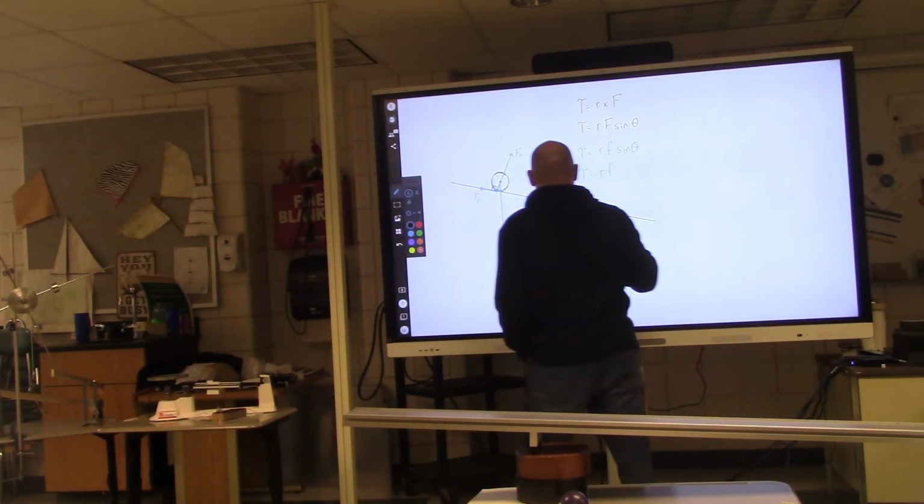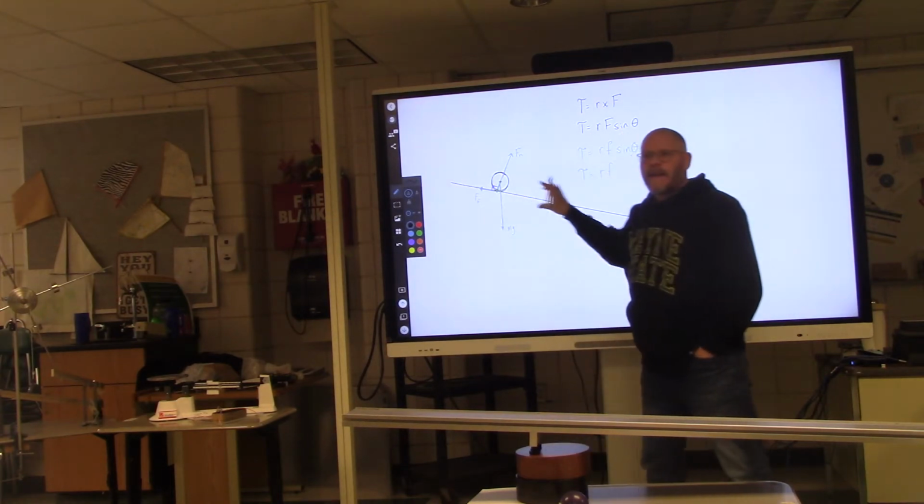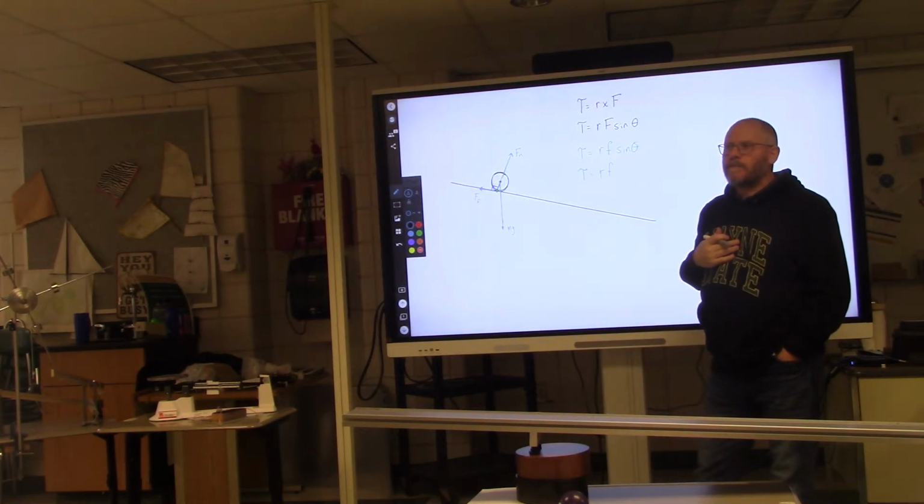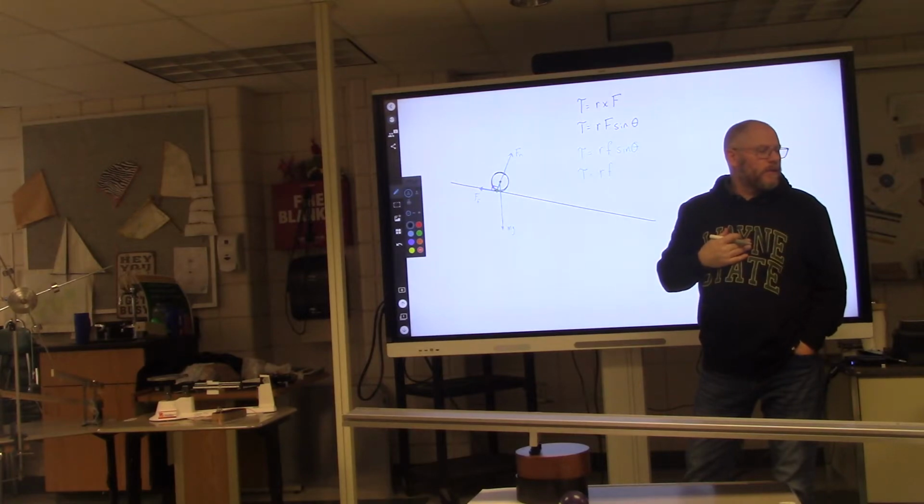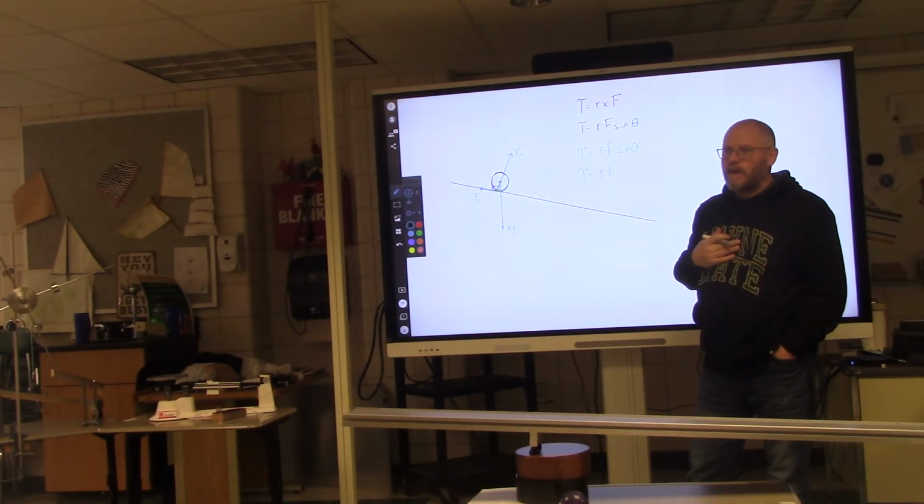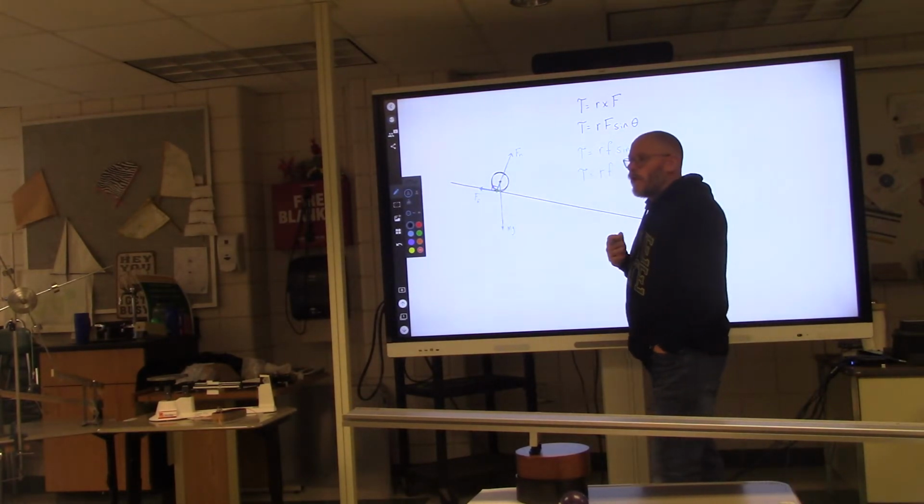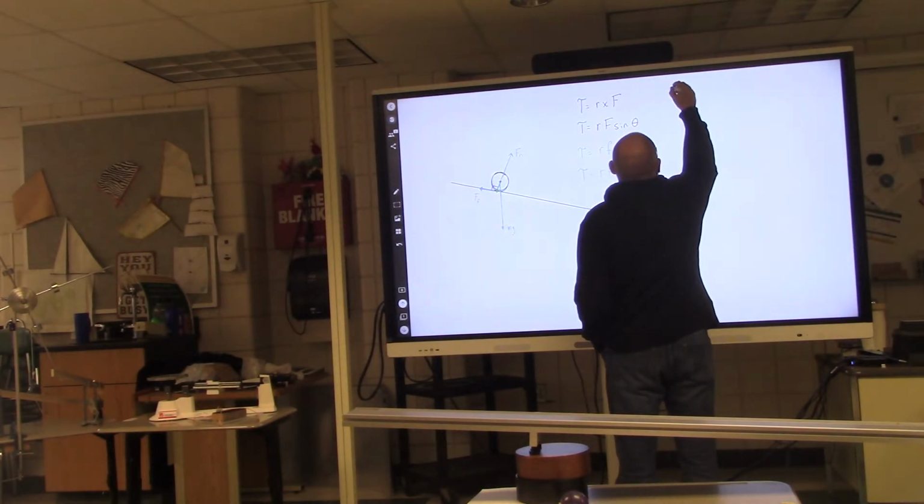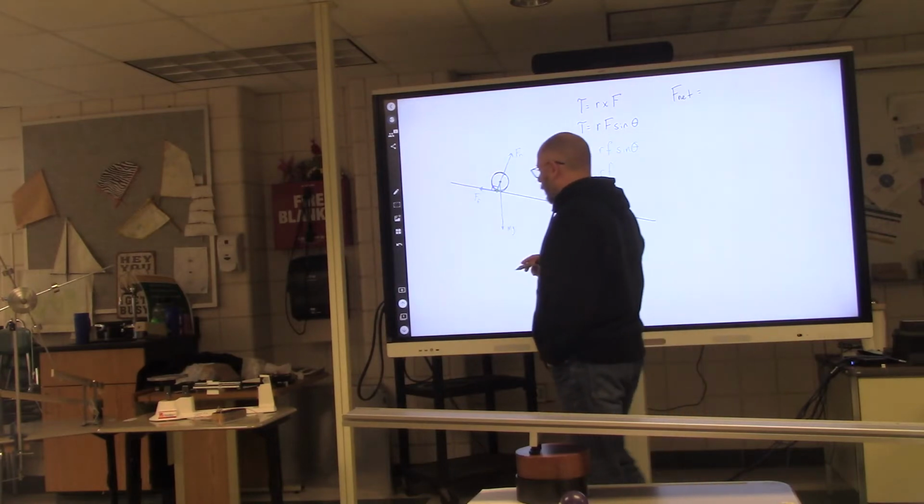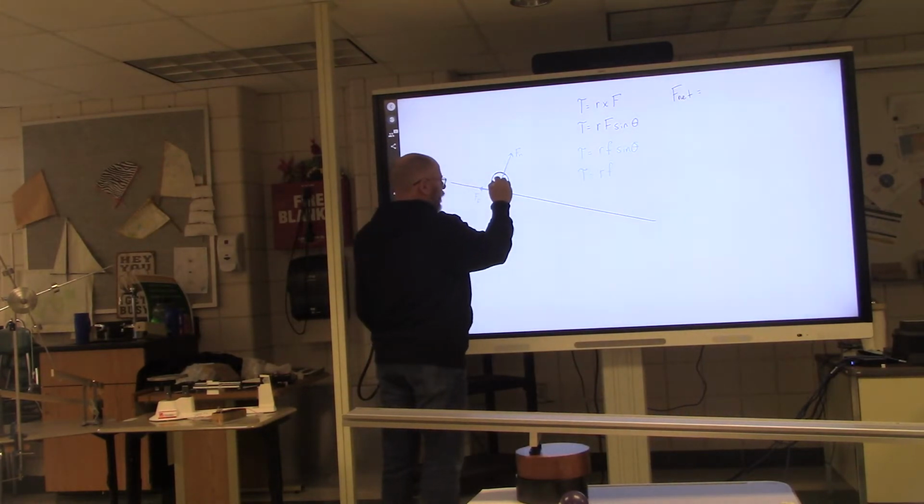What about the translational? Is the ball accelerating down the ramp in a translational way? Yes, it is. So do you think the forces are balanced or unbalanced? I would say the forces are unbalanced. So let's talk about that. How do you express the net force? Mass times acceleration. Totally, but I mean in terms of the diagram.